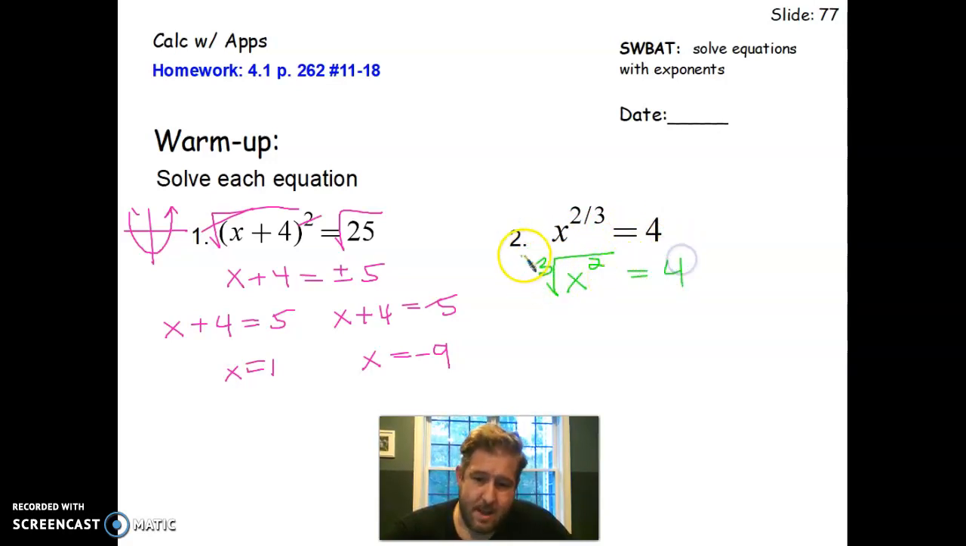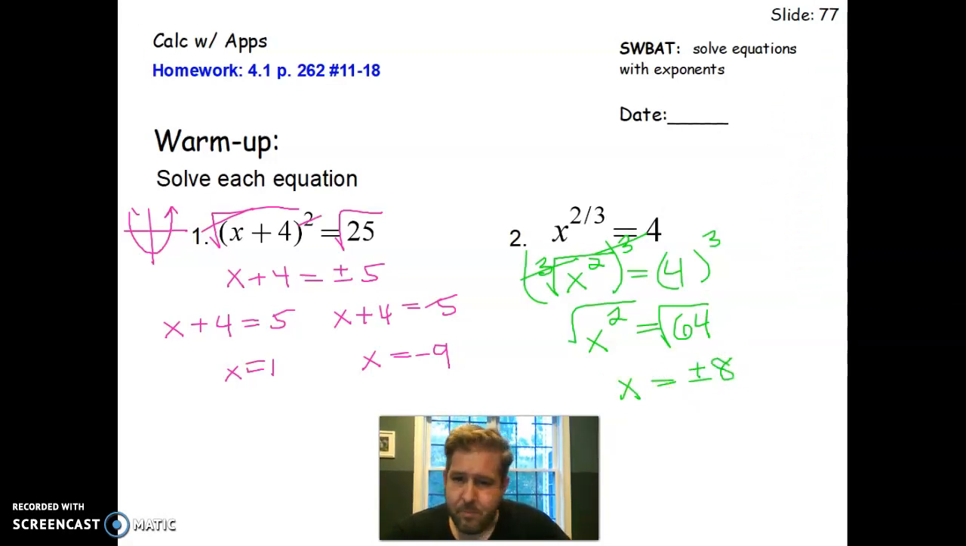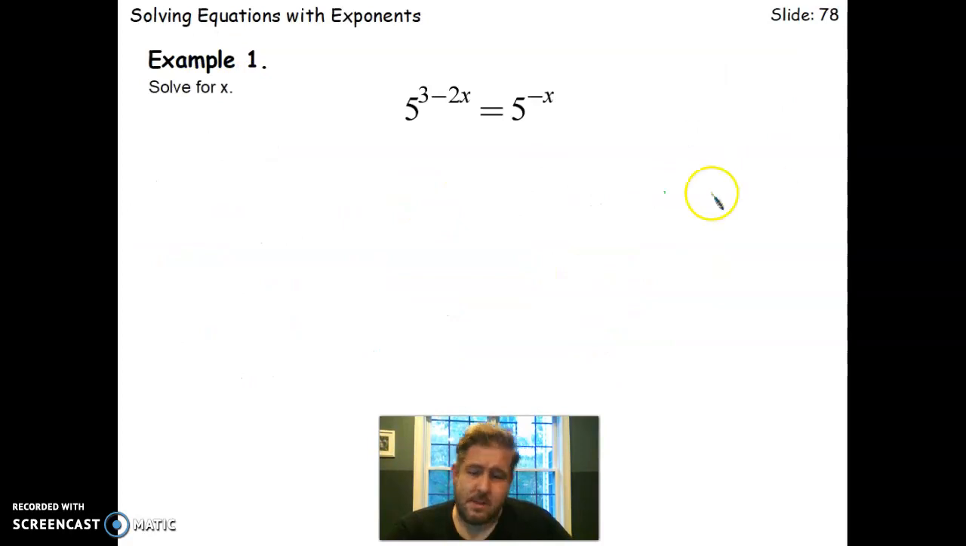Now, the reason why I did that is because I can now do it in two steps. I can raise each side to the power of 3. These cancel. I'm left with x squared equals 64, which is 4 times 4 times 4. And then I can take the square root of both sides and see that the answer is both positive and negative 8.